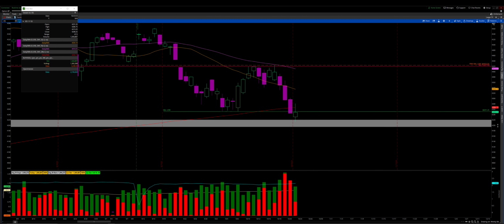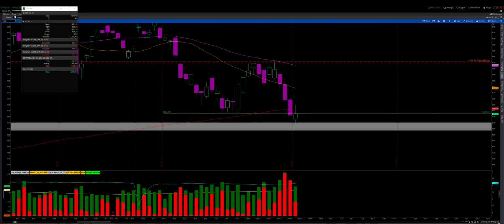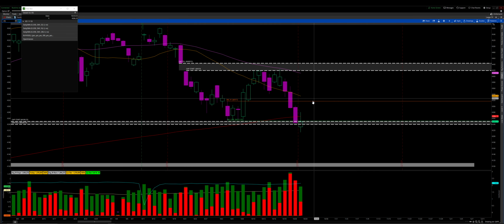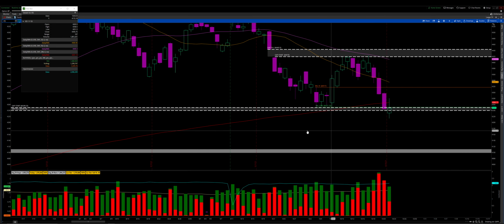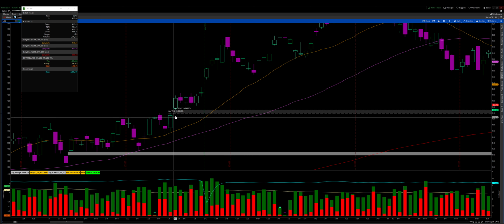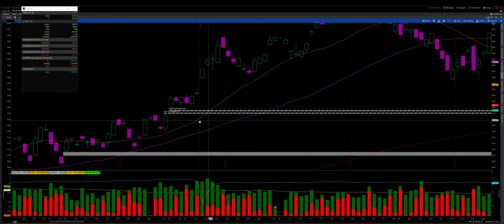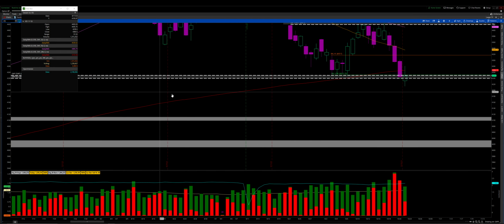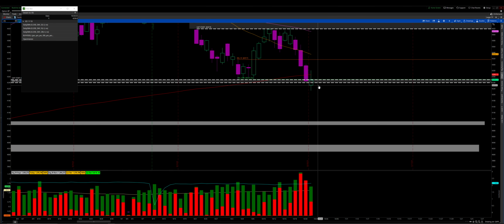But from a daily standpoint, you can see here we now officially filled that gap back from early June. We had that gap early June from June 1st to June 2nd. We had that gap up. We finally officially filled that gap on the downside.